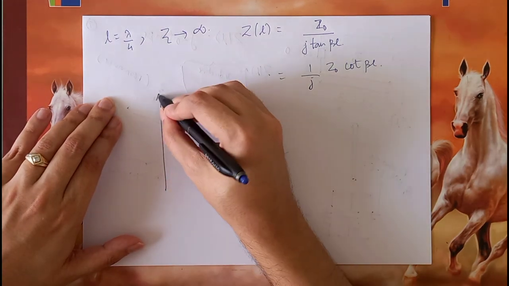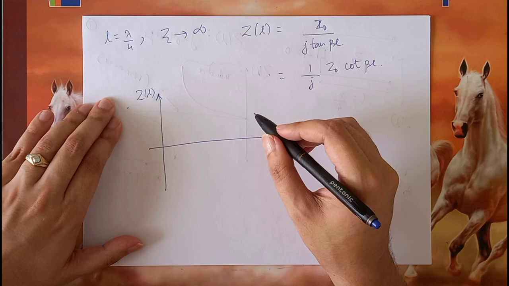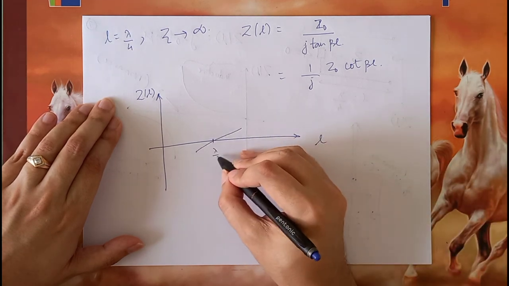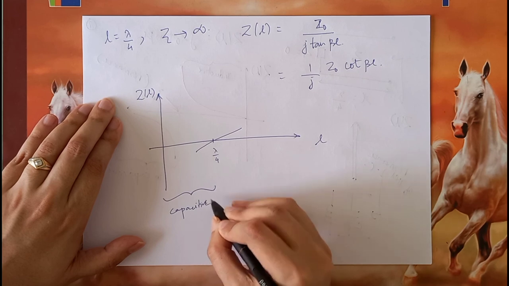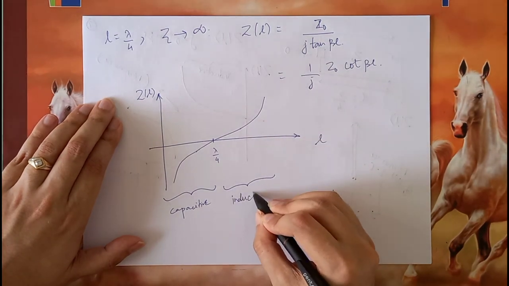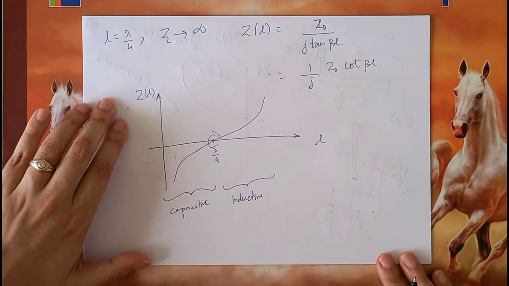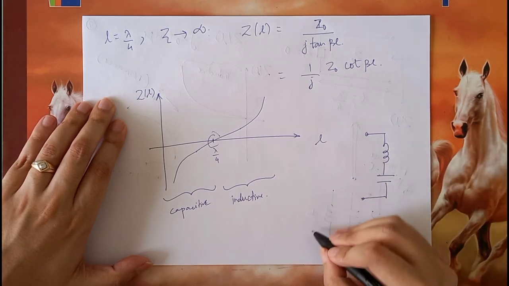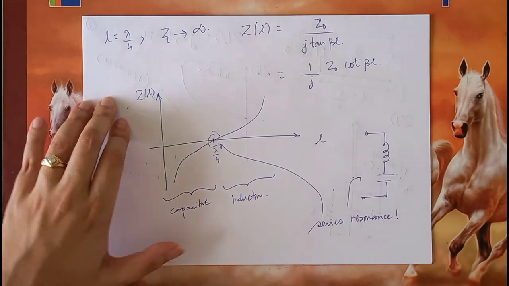If you now plot this function, Z of L as a function of L, and look at those points, you will have a crossover like this at lambda by 4. Here again, it is capacitive. Something of this kind it will be. And here, it is inductive. So at this point, we have a minima in the impedance that results from a transition from the capacitive impedance to the inductive impedance. And therefore, this is an example of a series LC resonance.